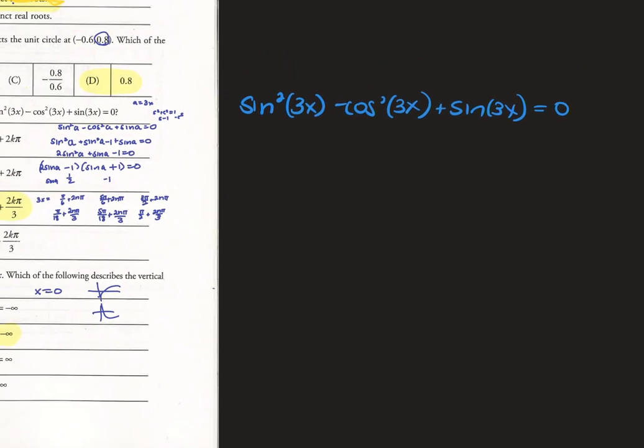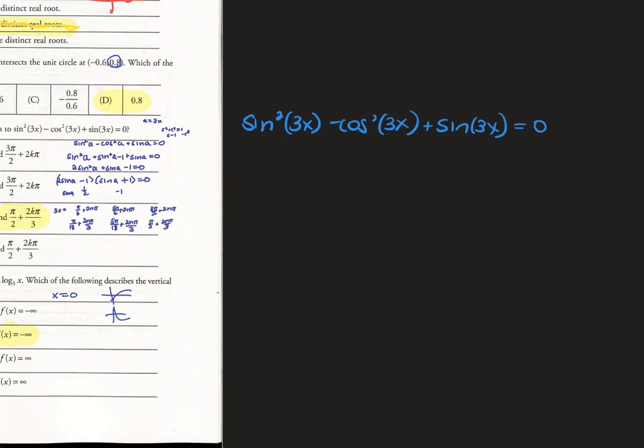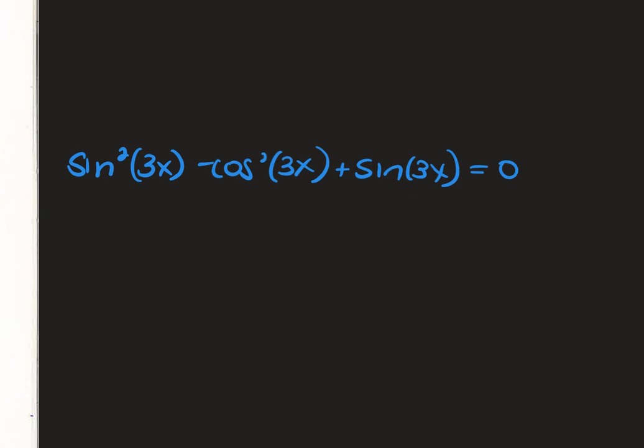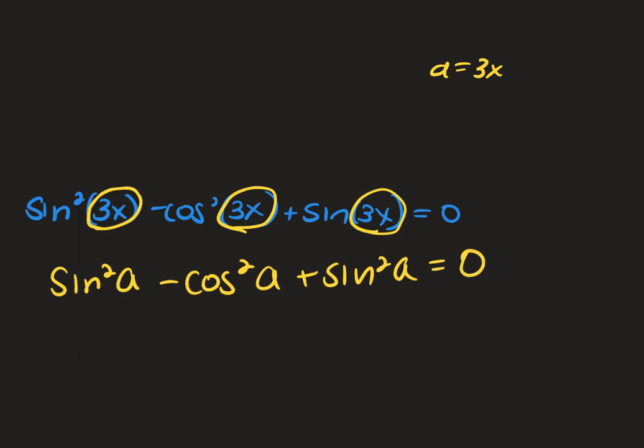Okay, so first of all, you want them all to be the same trig function. I'm trying to think of what order I did it. I substituted first. So these are all the same variable, right? I substituted a in. So I said a is 3x. So then I got sine of 2a, or sine squared a, minus cosine squared a, plus sine squared a equals 0. Then there's 2 sines, so 2 sine squared a minus cosine squared a equals 0.